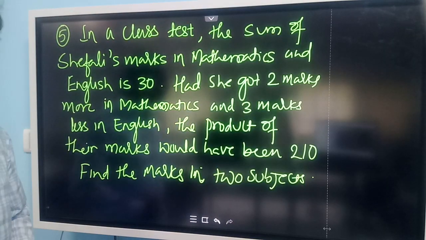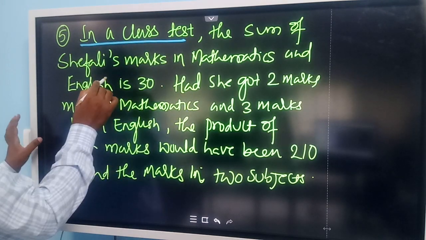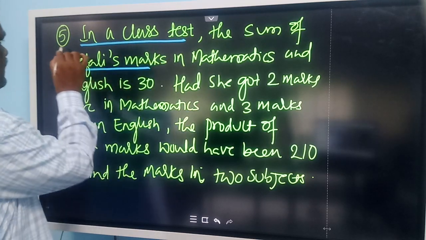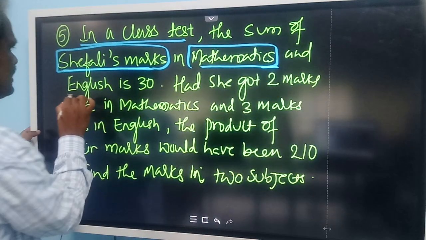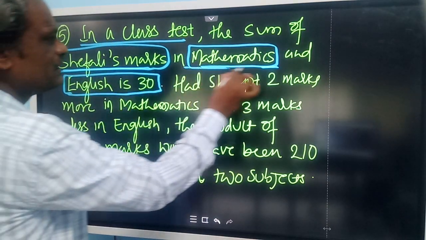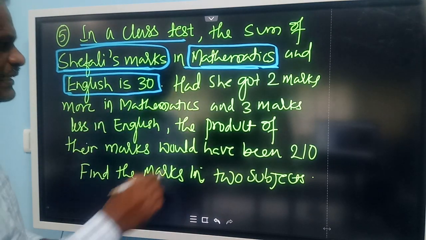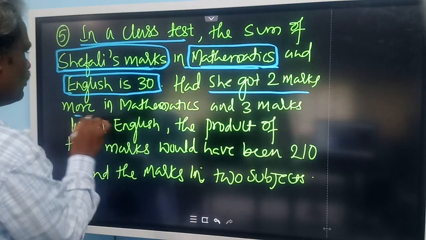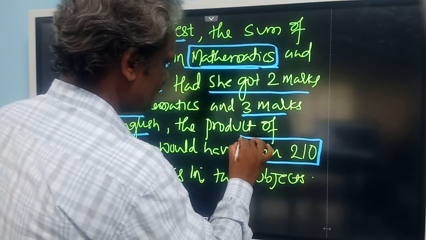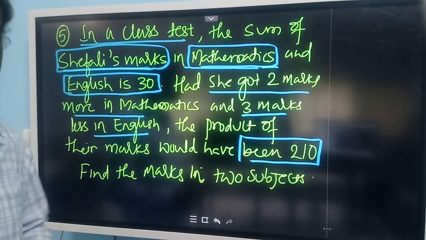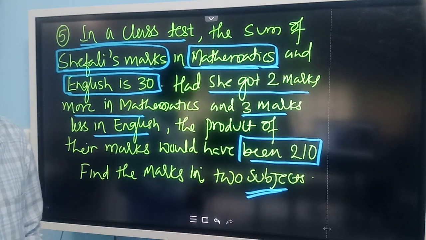Look at this second question. In a class test, the sum of Shafali's marks, the girl Shafali's marks in mathematics and English, is 30. This sentence is important. Mathematics marks and English marks in the test together is 30. And the second part: had she taken 2 marks more in maths and 3 marks less in English, the product of the marks taken in mathematics and English would have been 210. Now we have to find out the marks taken by her in the 2 subjects.